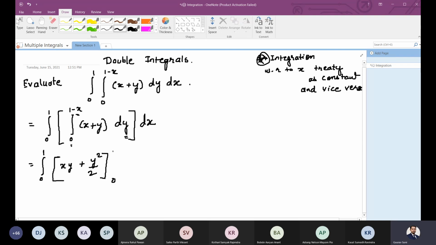So 0 to 1, minus x, dx. Let's put the limits. What do we get? These values are for y. Remember that your integration is with respect to y. So x into 1 minus x plus 1 minus x whole square divided by 2, bracket complete, dx.